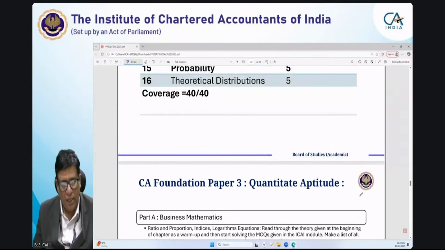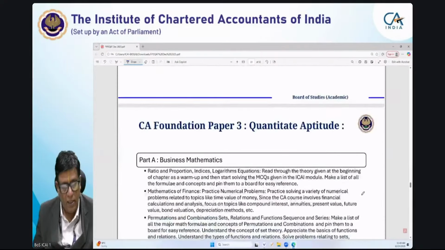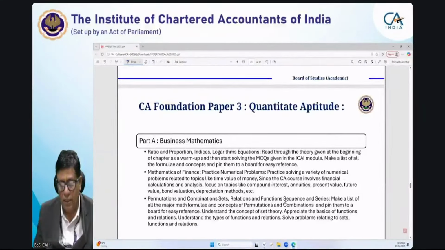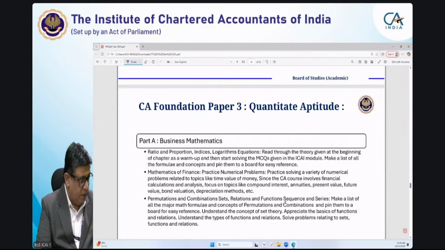Now coming to the important concepts, I move to which concepts are given, how the chapter wise questions are covered, and which are the main lists of formulas. I move into the chapter wise discussion.